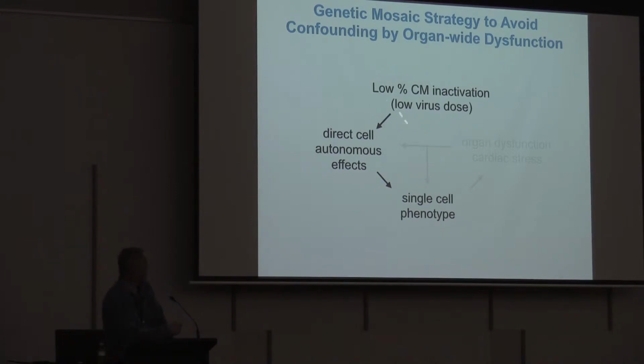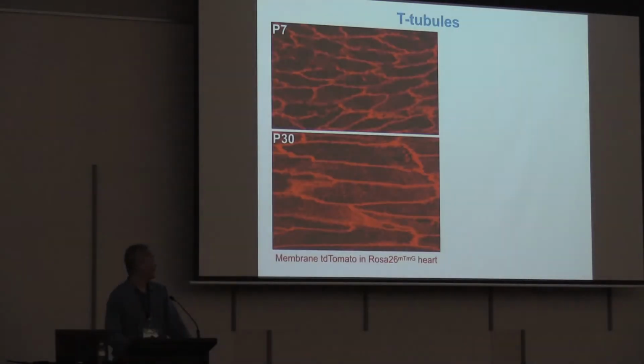We purposely give these viruses at a low dose so that you only get direct inactivation or overexpression in a low percentage of cells, so that we can focus on the single-cell phenotype and avoid the confounding effects of organ dysfunction. As an example of this, I'll show you how we studied T-tubule maturation.